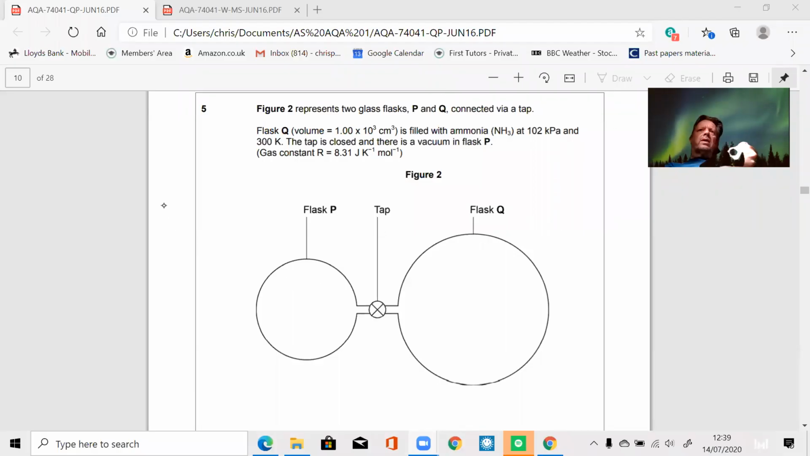Welcome back. I've just cleared the screen. So yes, we calculated the mass in grams of ammonia in flask Q. What it did say in the question was to round it up. So we'll round it up to 3 significant figures, and it was 0.695 grams of ammonia. That's what we eventually got to in the last question.